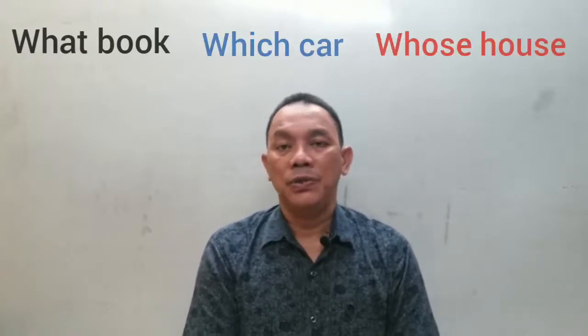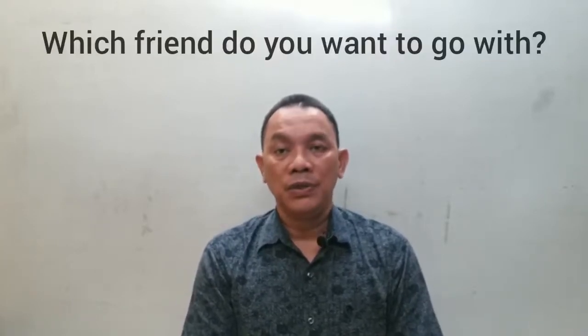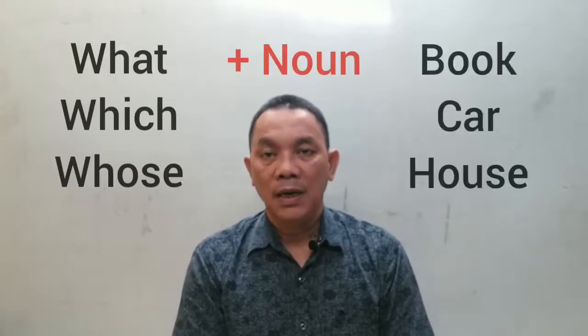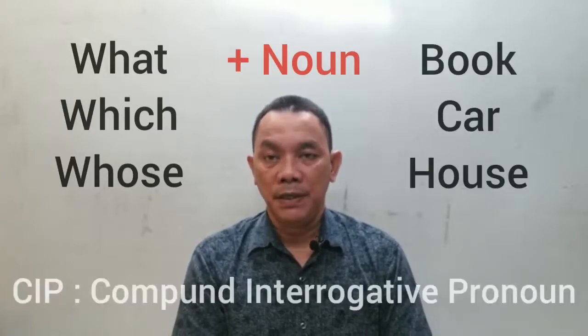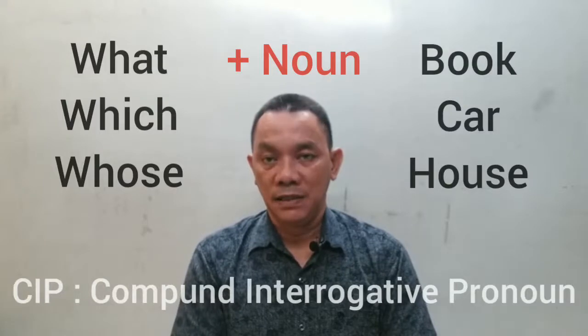Of course, you can use another noun if you want. You can say, which friend do you want to go with? And you can say, whose money do you want to borrow? Remember, what, which, and whose combine with the noun. Now that's what we call CIP. And if it is used in a sentence, the sentence must be in interrogative form.